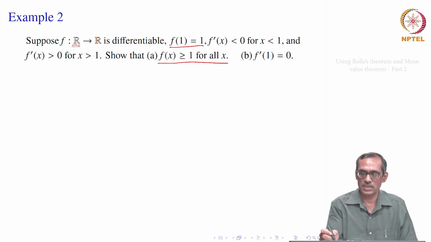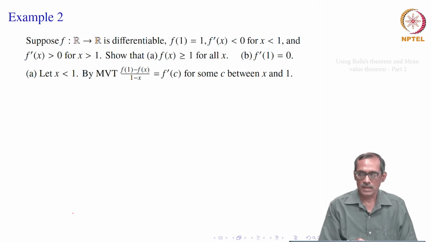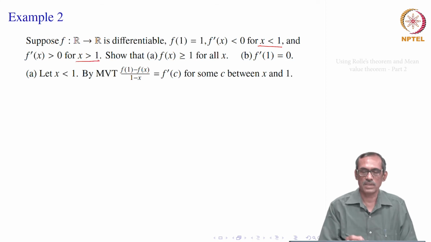Now, f prime exists at 1 because f is differentiable, and we have to show that f prime 1 is equal to 0. Okay. So, let us try the first one. Since the information on f prime is given for all points to the left of 1 and again for all points to the right of 1, let us consider two different cases.